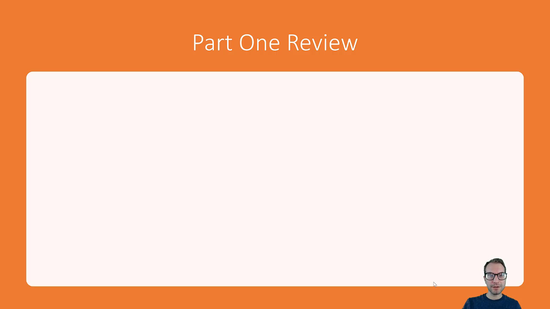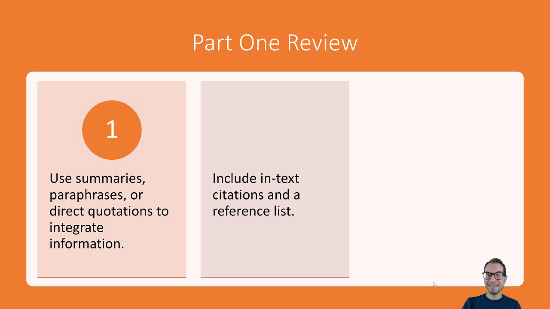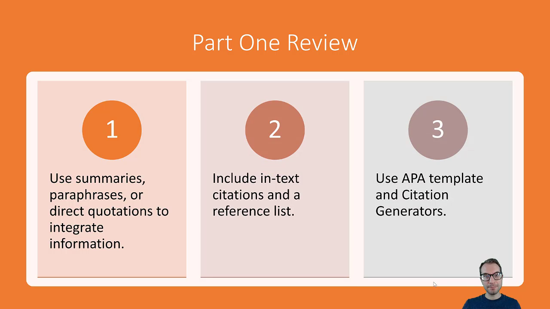Just to clarify what we covered here, when you're integrating research into your paper, use summaries, paraphrases, or direct quotations. Include in-text citations and a reference list. Make use of the APA template and use citation generators. These are some things that you can keep in mind when you're trying to figure out how to work all of that great research that you've done into your paper.